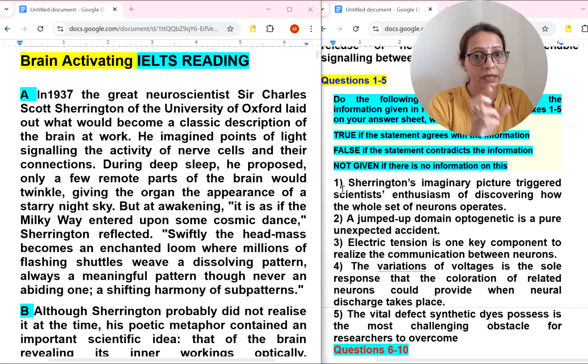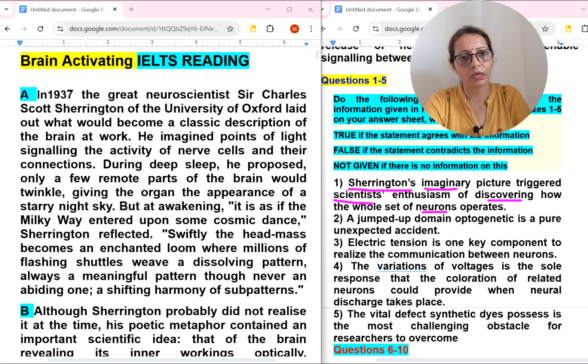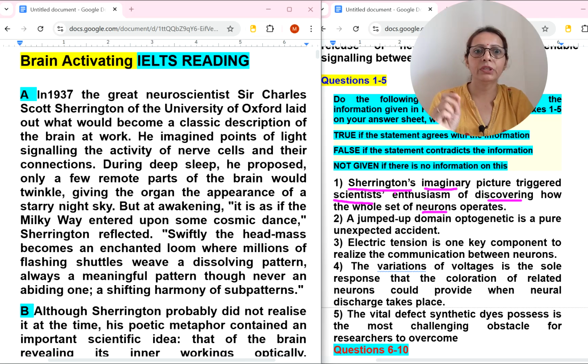I will try to understand its meaning along with one or two keywords, and I will be marking them here. So a person's name is there: Sherrington's imaginary picture triggered scientists' enthusiasm of discovering how the whole set of neurons operates. What I have understood from this statement is that Sherrington's imaginary picture triggered, in the past, some scientists' enthusiasm of discovering something relating to neurons.